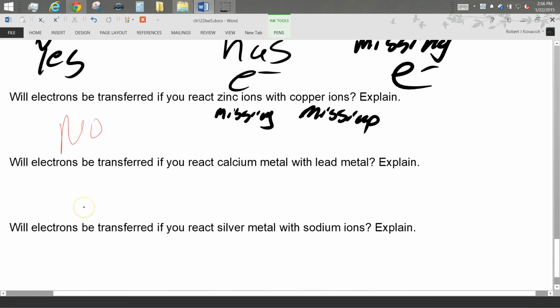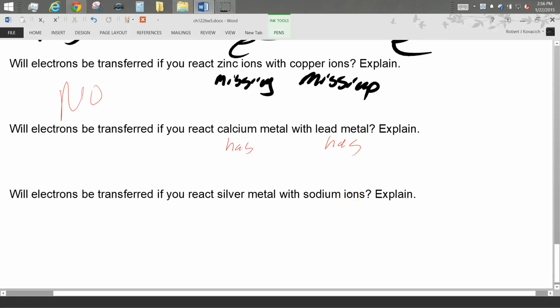So how about this next one? This calcium has its electrons. This lead has its electrons. They're both metals. So does anybody need anything? Nope. So I've got a fully charged battery and another fully charged battery, and I'm sticking them together. What happens? Nothing. They're both fully charged.